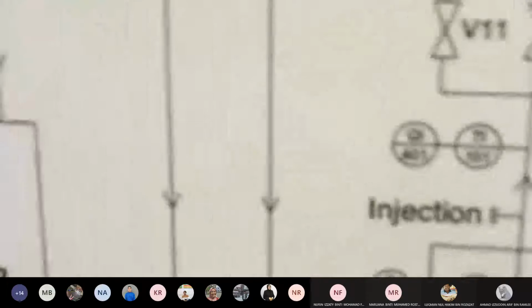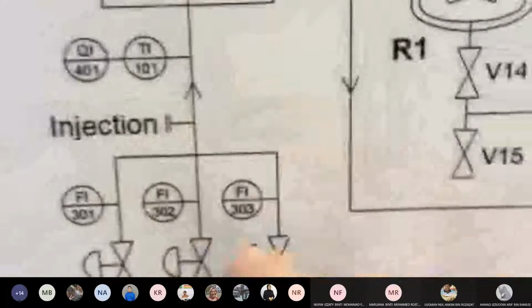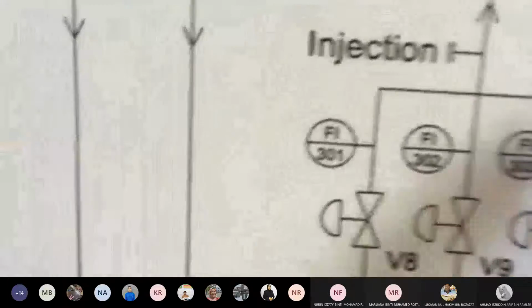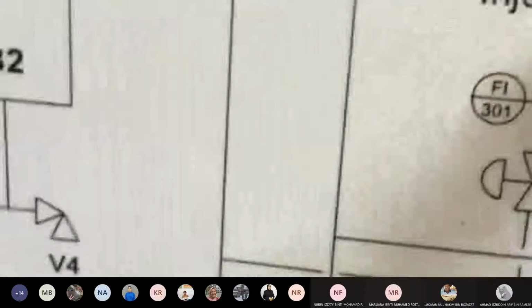You can see kalau kamu tengok clearly, it's actually here. Mana ni? Sini. Okay. So kamu nampak dia kata di bawah, di atas F1301, F2302, F1302, F1303, atas dia T1401, T1101. So if you look here, you can see indikator dia adalah di sini.